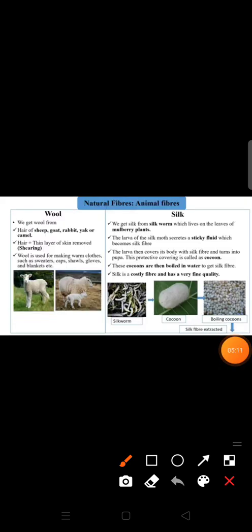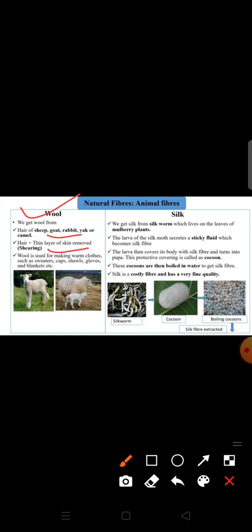Now the next type of fibers are animal fibers. The first animal fiber is wool. They are known as animal fibers because they are obtained from animals. Wool is obtained from sheep, goat, rabbit, yak and camel. In this process, first of all, the hair or the thin layer of the skin of these animals is removed, and the process is known as shearing.